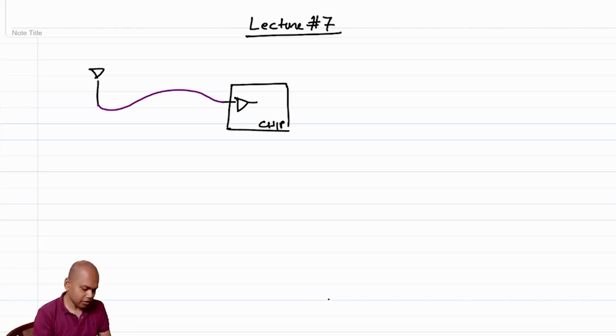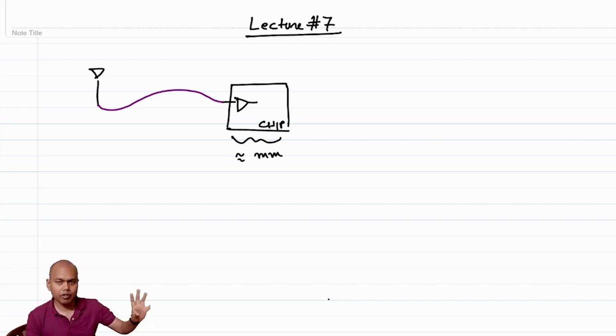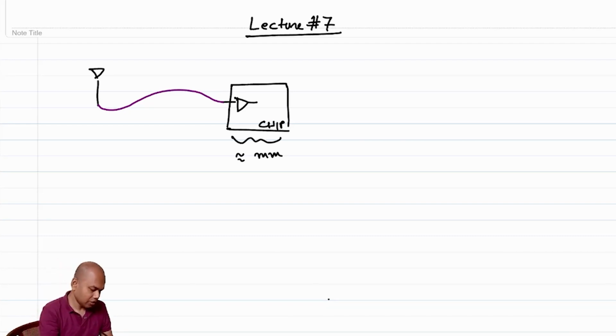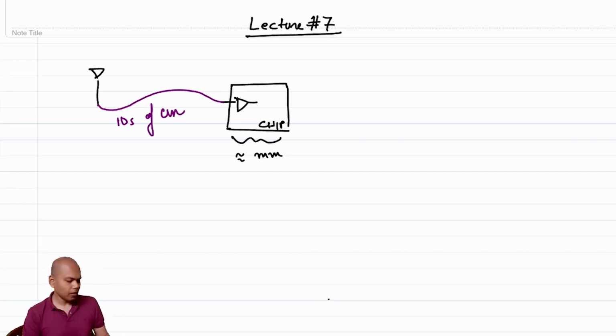To give an idea, typically the chip dimensions are of the order of a few millimeters, maybe at max a few tens of millimeters, but not beyond that. But the cables that connect the antenna to the chip can be a few centimeters long. Sometimes it can be a foot also, depending upon where you have kept the antenna and where your chip is. So this routing is typically of the order of tens of centimeters. It hardly ever goes to a meter.